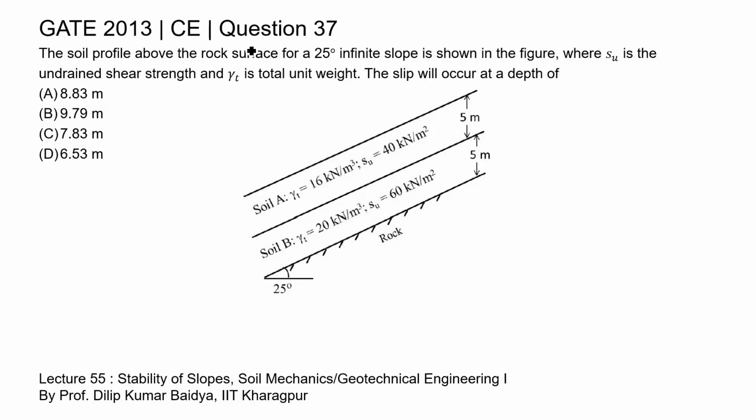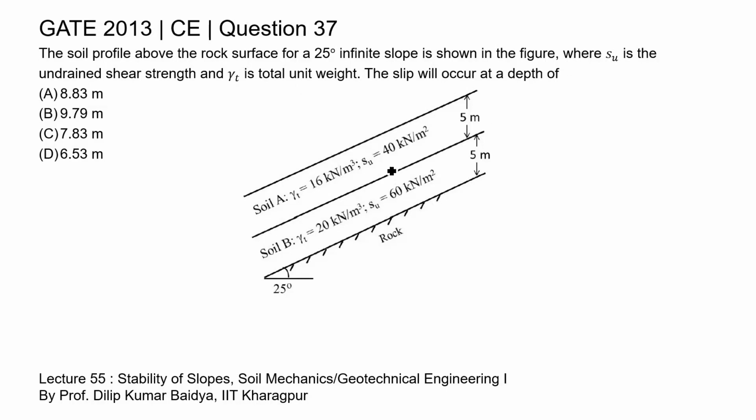This is question 37 of Civil Engineering paper GATE 2013. The soil profile above the rock surface for a 25-degree infinite slope is shown in the figure, where SU is the undrained shear strength and gamma T is total unit weight. The slip will occur at a depth of.